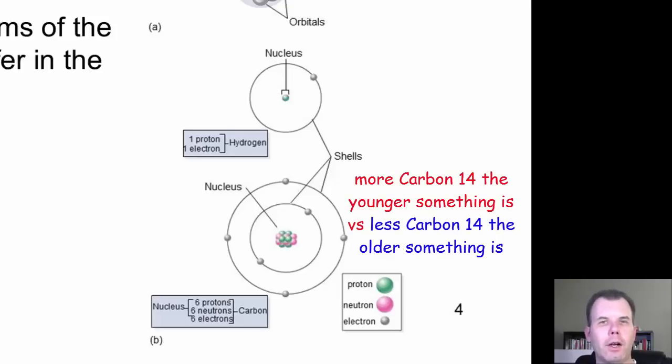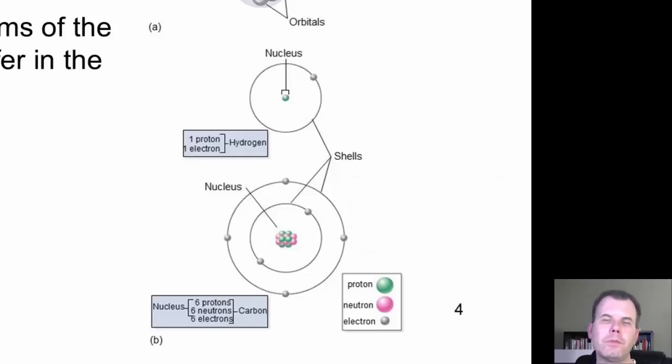And so you can judge how old something is based on how many carbon 14 atoms you have. If you have a lot of carbon 14 atoms, you know that you have something that's been there for a relatively short amount of time. If you have something that doesn't have any carbon 14 atoms, you know that this thing is very, very old, because all the carbon 14 atoms have degraded out of it and now it's all carbon 12. It's just an interesting take on what an isotope is.